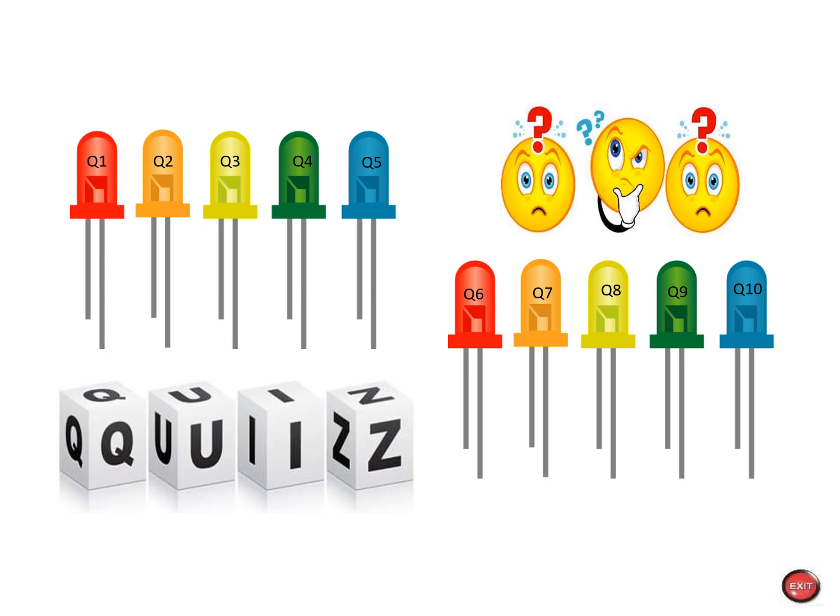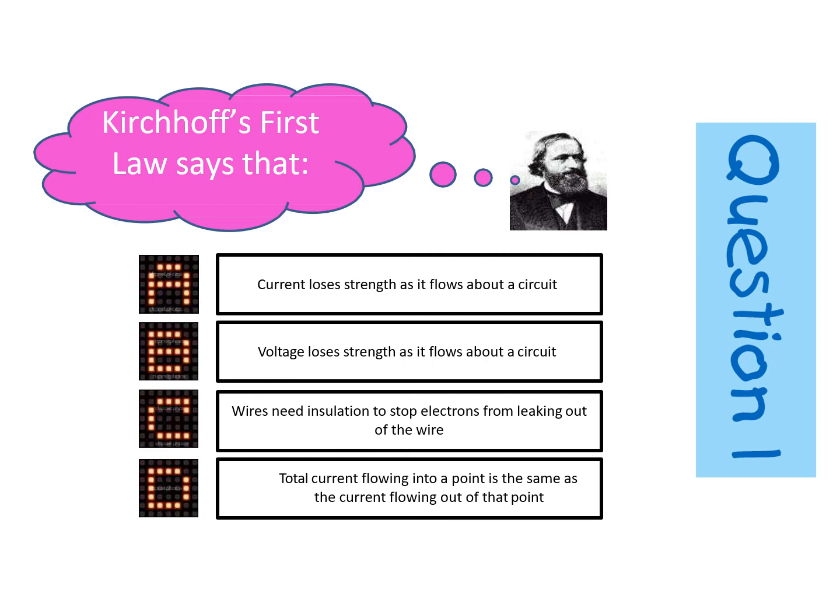Now, let's see how far you have understood this topic. Kirchhoff's first law states that current loses strength as it flows about a circuit. Are you all ready? Okay. Now let's see. I repeat the question. Kirchhoff's first law says that current loses strength as it flows about a circuit. Second option, voltage loses strength as it flows about a circuit. Third one, wires need insulation to stop electrons from leaking out of the wire. All these are not related to Kirchhoff's law, I think.